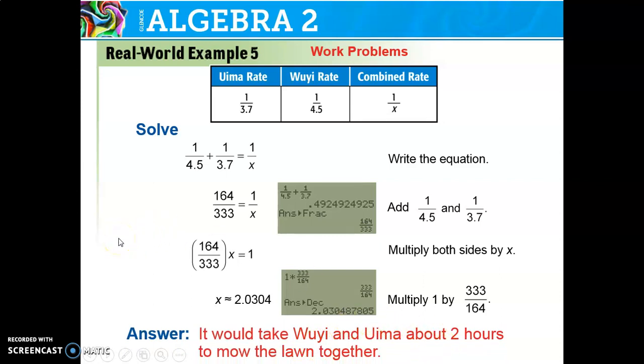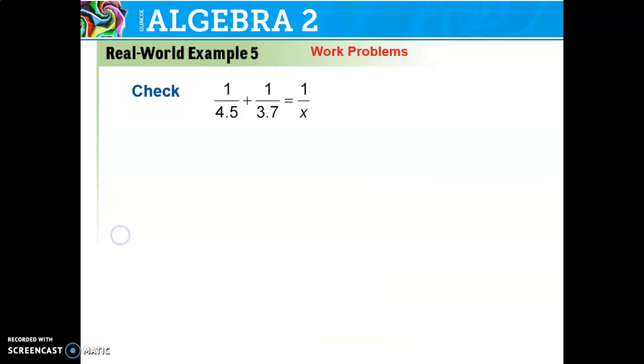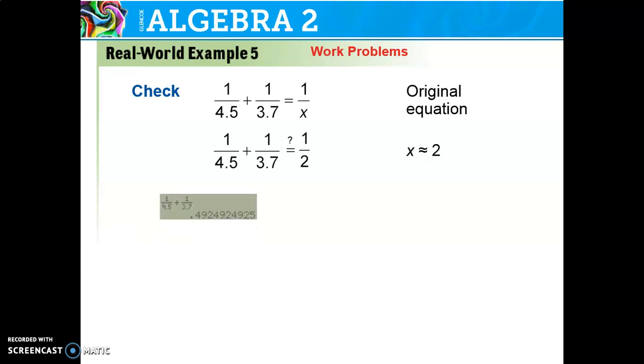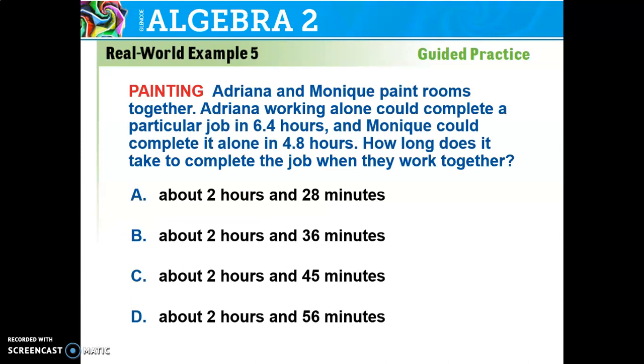Don't put too much attention into the word problems. Don't put too much worry into them. But, we can check it out and make sure that it works. And we can see that it's pretty close to 1/2. See if you can answer this one.